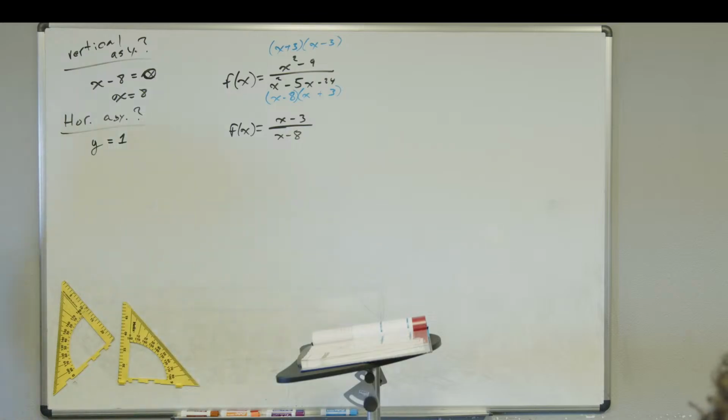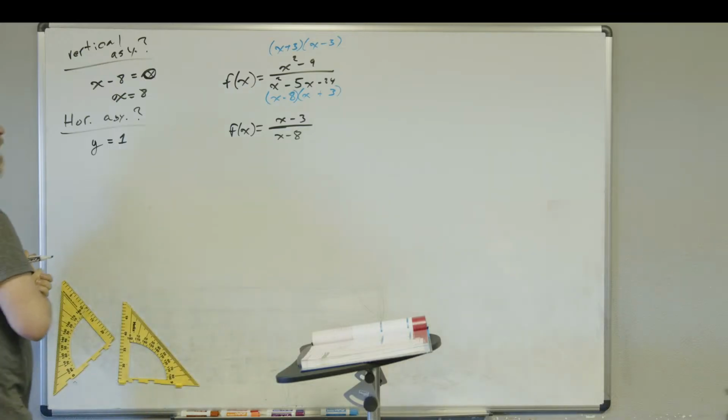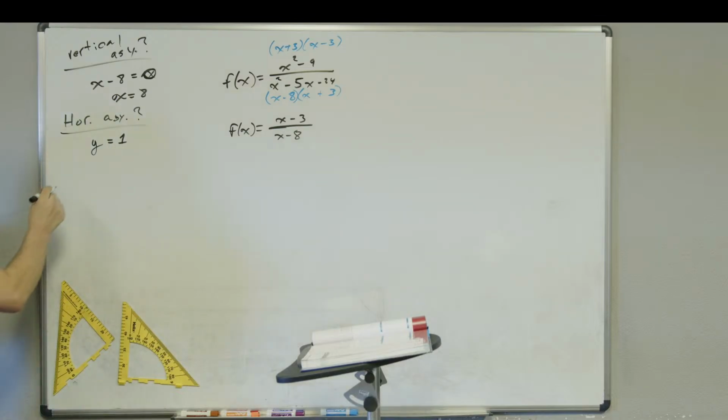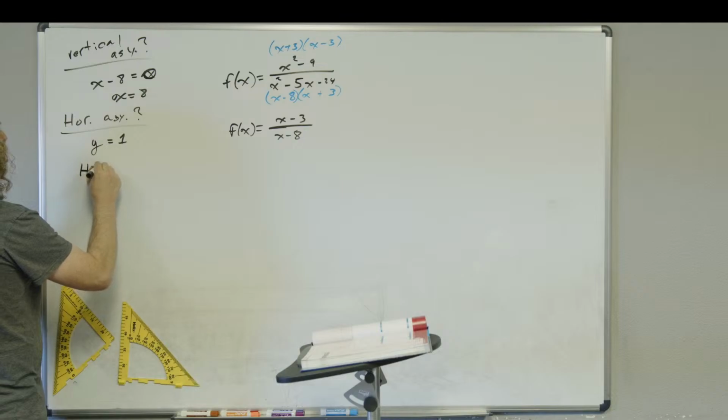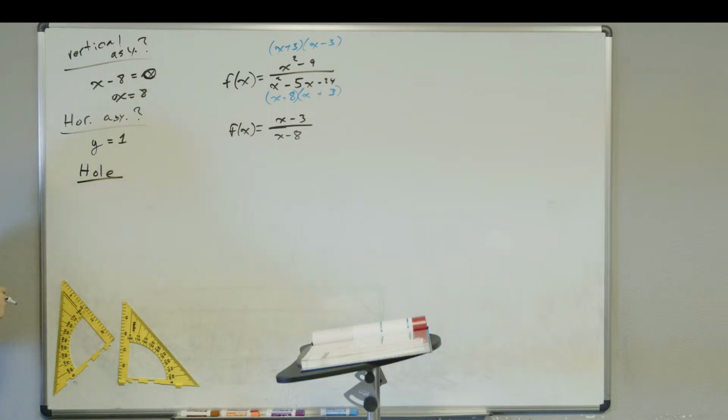You can actually have both in some, well, I don't know. This one has one more feature that we have not talked about. No, it doesn't have a slant. What? It has a hole. It has a hole at x equals what? Make a guess about how I know it has a hole.